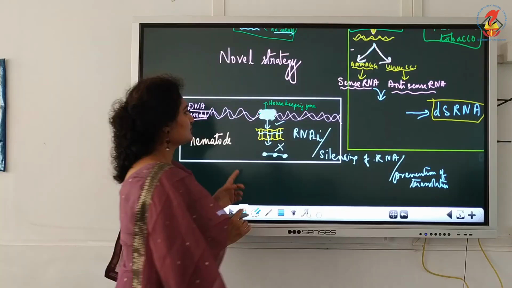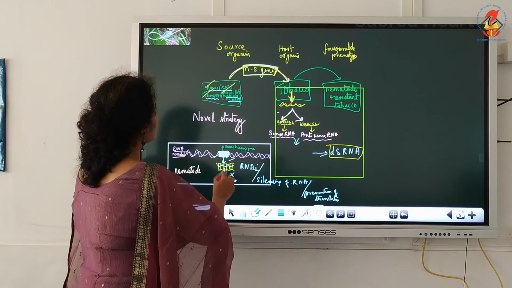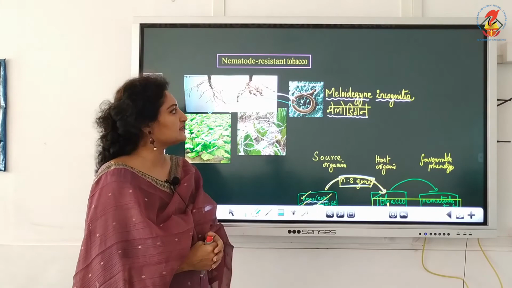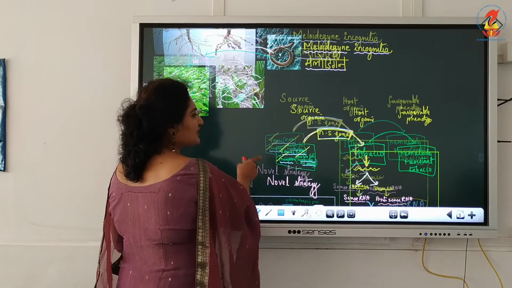So we have completed the nematode resistant tobacco, the tobacco that is resistant to nematodes. Usually tobacco plants are attacked by a nematode, a roundworm called Meloidogyne incognita. It invades the roots and therefore affects the yield. And the strategy is a very, very novel strategy.